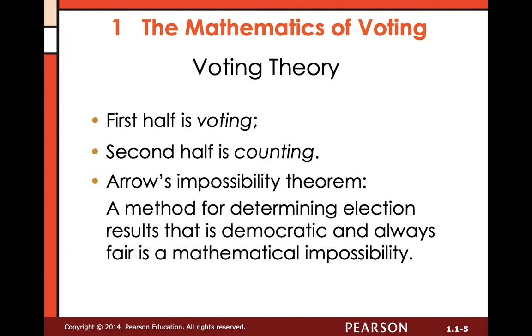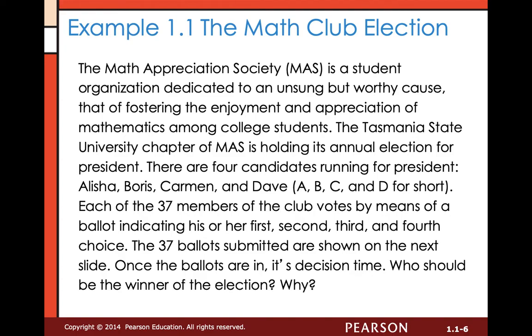So voting theory is really what it boils down to. That's what we're going to be talking about as far as the mathematics of voting. The first half is the voting part, where people vote and cast their ballots. The second half is the counting part, where we decide who is the winner. And then at the end of this chapter, we'll talk about what's called Arrow's impossibility theorem, which basically says that a method for determining election results that is democratic and always fair is a mathematical impossibility. So there really is no true bona fide way of having a fair and democratic election, which is kind of disappointing.